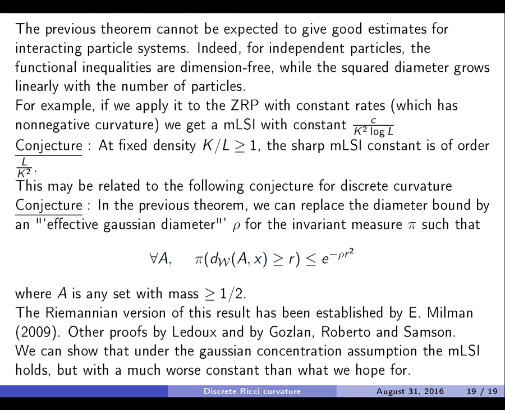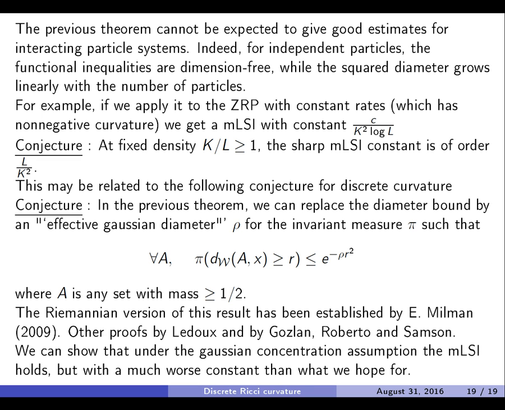Okay, now the unfortunate thing about this estimate of the spectral gap by the diameter is that it behaves badly in high dimension. If you look at products of spaces, the square diameter grows linearly in the dimension, but the spectral gaps tensorize, they should be stable. And same thing for log Sobolev inequality, same thing for curvature bounds. So these kinds of estimates behave badly in high dimension.